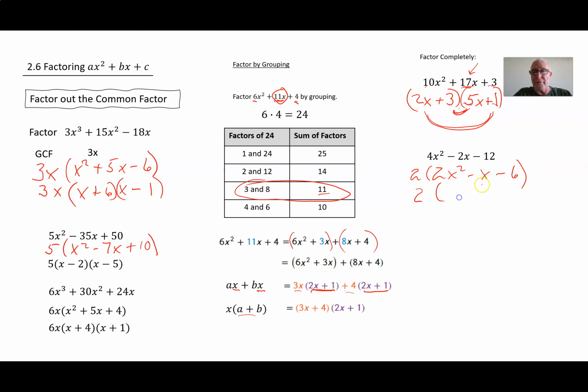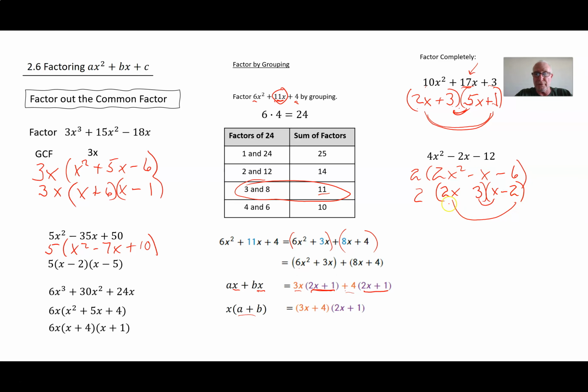And now for the trinomial, we can write our two sets of parentheses. For 2x squared, the only thing we can multiply to get 2 is 2x and 1x. Now we have a minus 6. The signs will have to be different. So we need the middle term to be negative 1. So if we put 3 and 2, that gives us 3x and 4, which the difference is 1. So we need the 4 to be negative, so we get a negative 1.